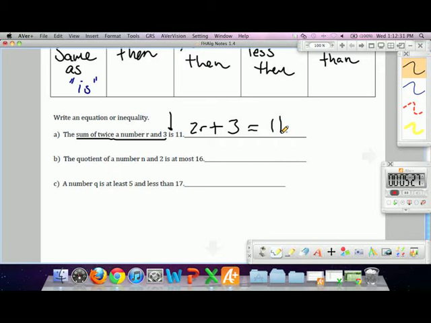So we'll do one more and then I'll let you do the third one on your own. The quotient of a number n and 2 is at most 16. So first of all, what's the connecting piece here? What's our connecting symbol, Angela? Is. Do we see any other connecting symbols? At most. I said we're only going to use is if we don't see anything else. Okay, so we see at most. What's at most a symbol for? Less than or equal to.